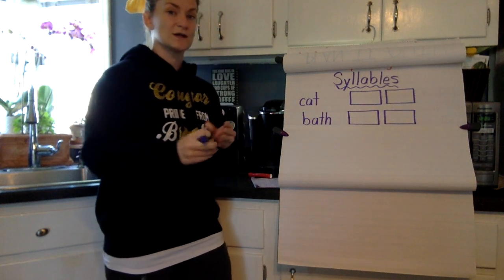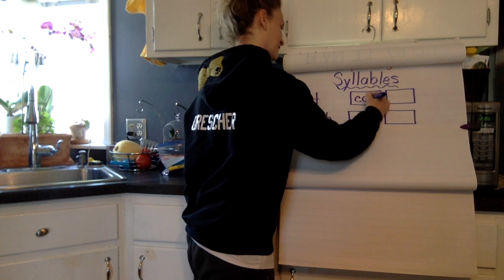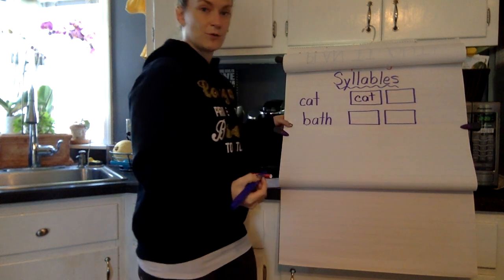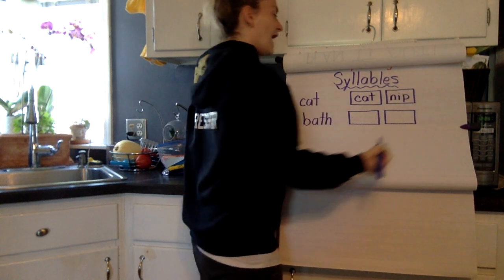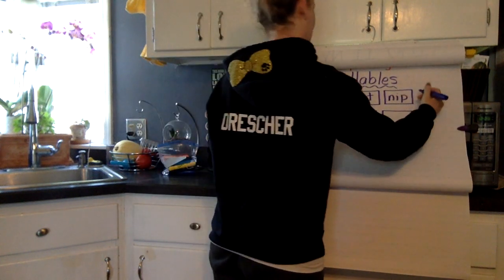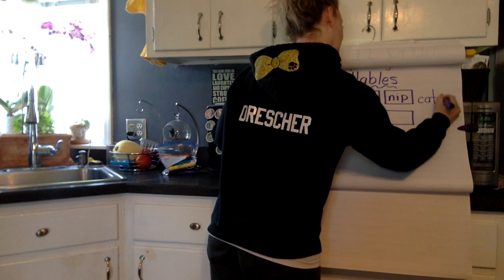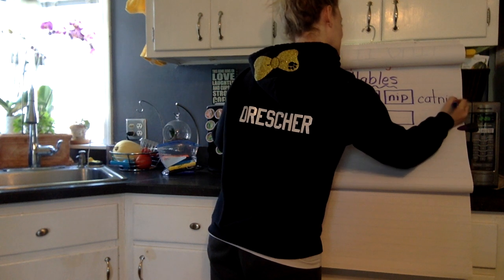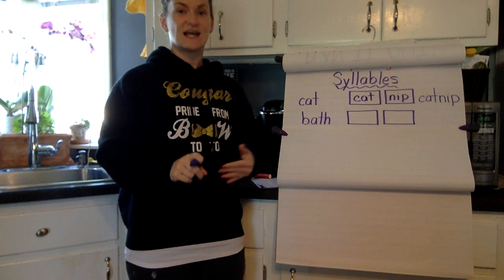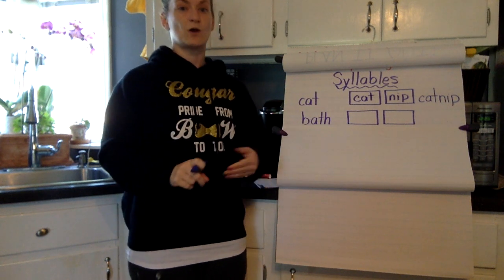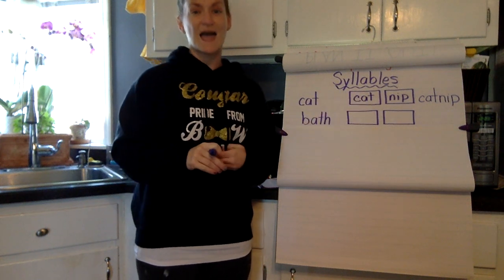So the first part was cat, and I'm going to go ahead and write it in this box. And the second part was nip. And when we put those word parts together, we have the word catnip, which I'm going to write right over here with no spaces. The reason I put the word parts in 2 boxes is to help me spell it. If I know I can spell one part and I know I can spell the other part, I can put them together and write the whole word, catnip.